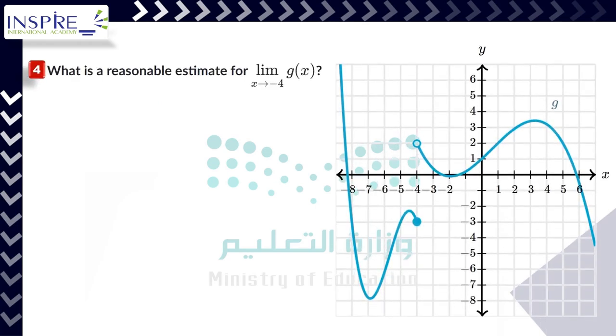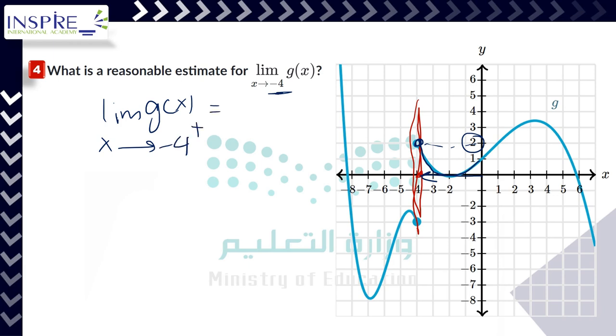What is the reasonable estimate for the limit of g of x as x approaches -4? It's the same: locate -4, draw a vertical line, and then approach this line from both sides, from the right side and from the left side, because he asked for -4. So getting close from the right side, trace the value of the function. We found that it's 2. So the limit of g of x as x approaches -4 from the right side, meaning from numbers bigger than -4, like -1, -2, -3, the function is getting close towards 2.